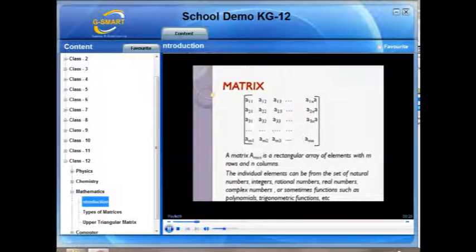As such, a matrix does not have any value, but it is simply a representation or a collection of elements. These individual elements can be from the set of natural numbers, integers, rational numbers, real numbers, complex numbers, or sometimes functions such as polynomials, trigonometric functions, etc. So, in a nutshell, a matrix consists of m rows and n columns, and the elements can be real numbers, complex numbers, rational numbers, and they can even be functions such as polynomials, trigonometric functions, or even exponential functions.